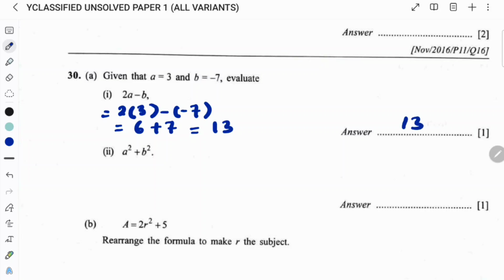The next one is a square plus b square. So 3 square plus minus 7 square. So 9 plus minus 7 square is also plus 49, which is equal to 58.